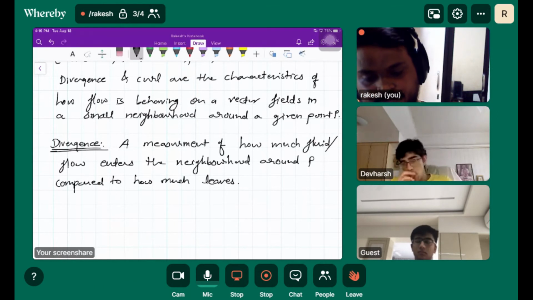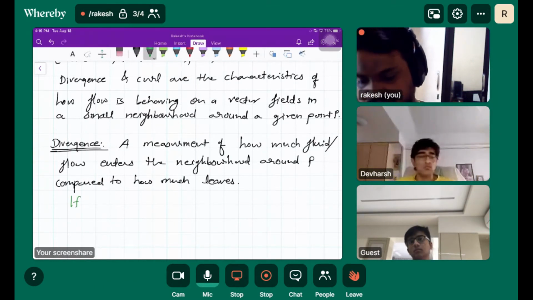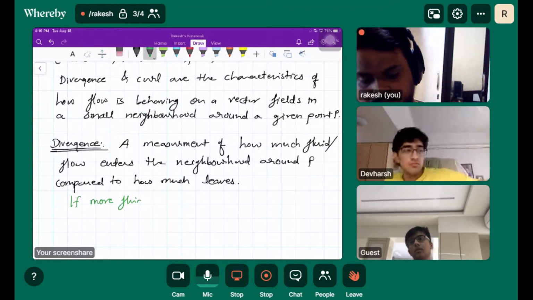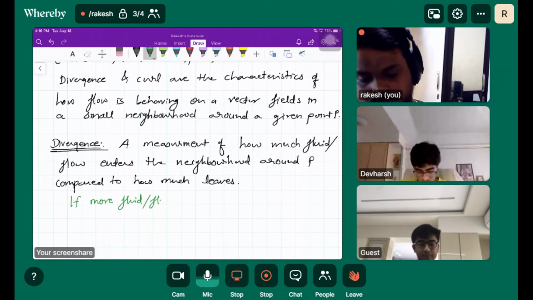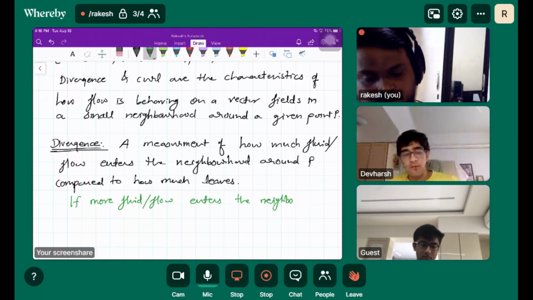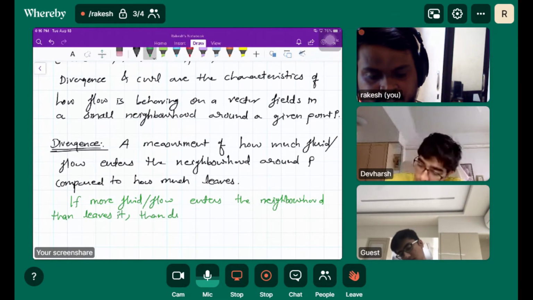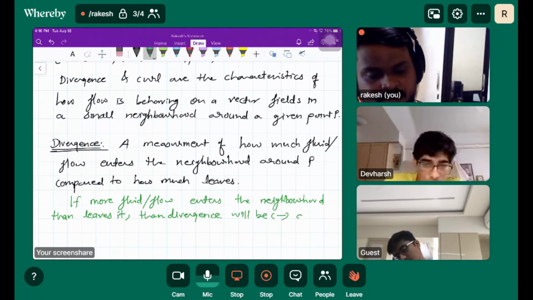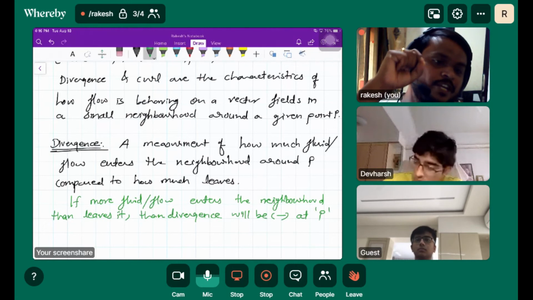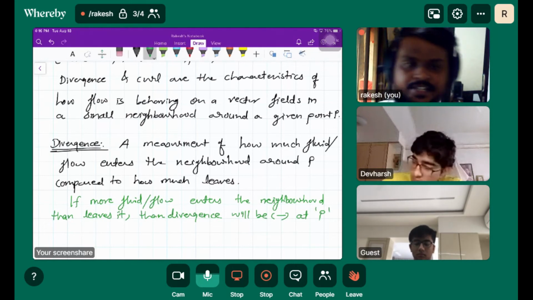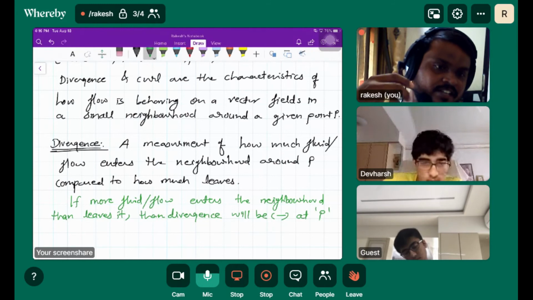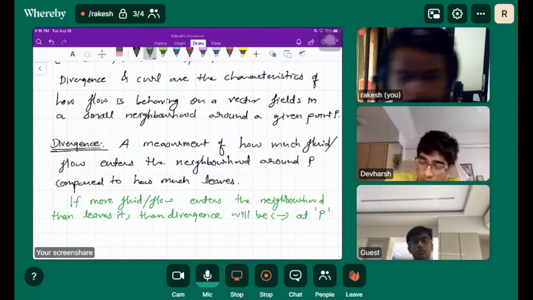So if more fluid or flow enters the neighborhood than leaves it, then the divergence will be negative at a specific point P. Okay, it's a characteristic of the vector field at a specific point, at P.